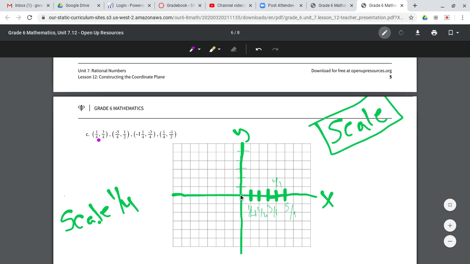Okay, so when it comes to plotting these, we've got 1/4 and 3 fourths. So we'll start at our origin. We're going to go over the 1/4 and then up 1, 2, 3 fourths. So there's our first one.